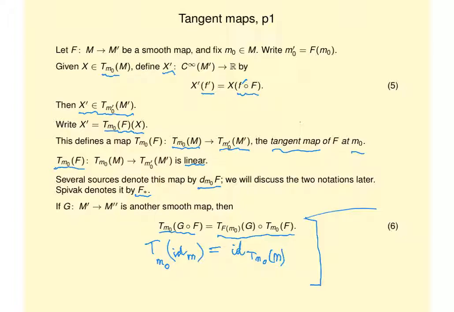This isn't turning into a course on category theory. All you really need to know is that these two properties here characterize the tangent map as a functor on smooth maps.